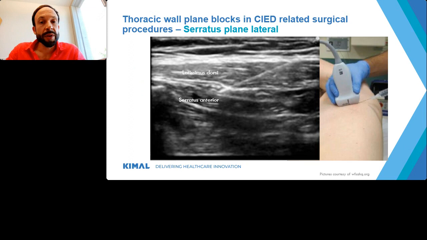Here you can see the positioning of the patient and the lateral approach of the syringe with the needle advancing between these two structures, latissimus and serratus.